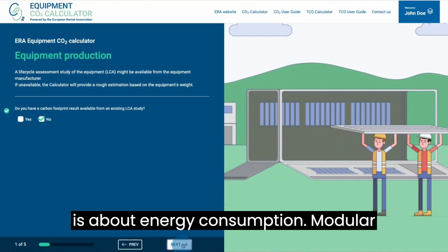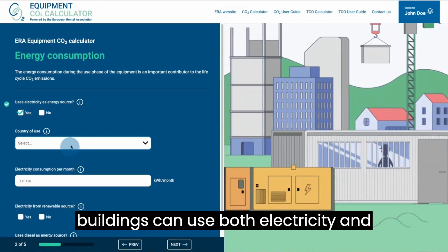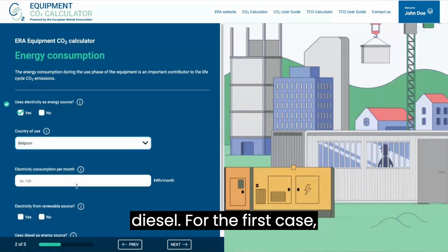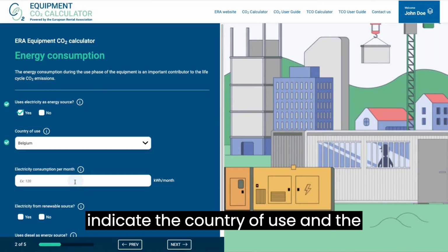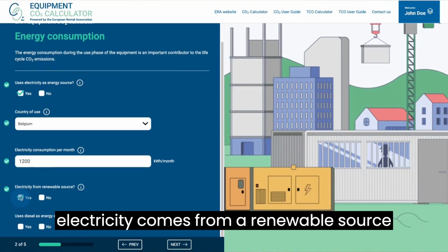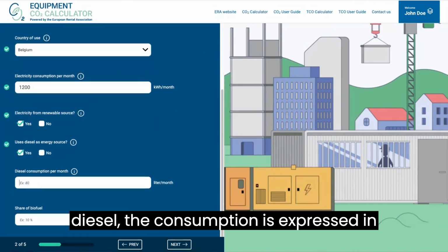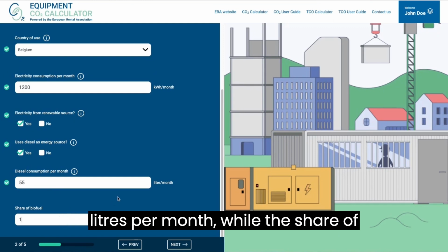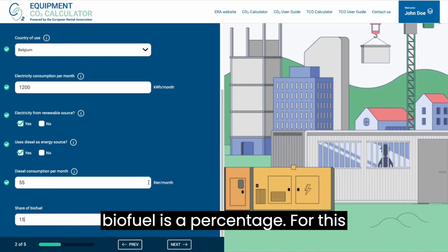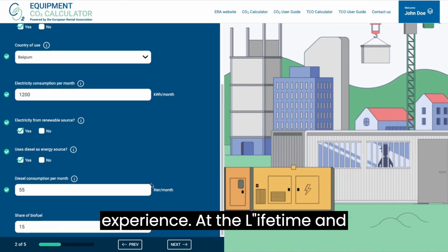Step number 2 is about energy consumption. Modular buildings can use both electricity and diesel. For the first case, indicate the country of use and the consumption per month, specifying if the electricity comes from a renewable source generated on site. For the diesel, the consumption is expressed in litres per month, while the share of biofuel is a percentage. For this kind of information, you can use an estimate based on your previous experience.